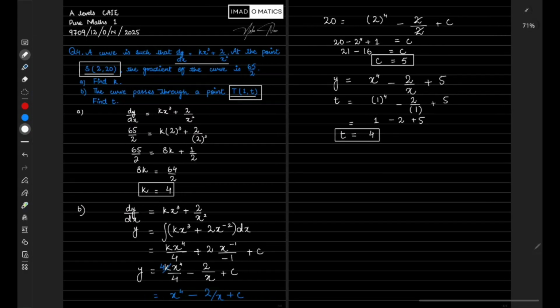So this is all about question number 4. You were supposed to substitute, integrate, find the constant of integration, and lastly find the unknown coordinate by substituting the point in the equation of the curve. So that's all about your question number 4.